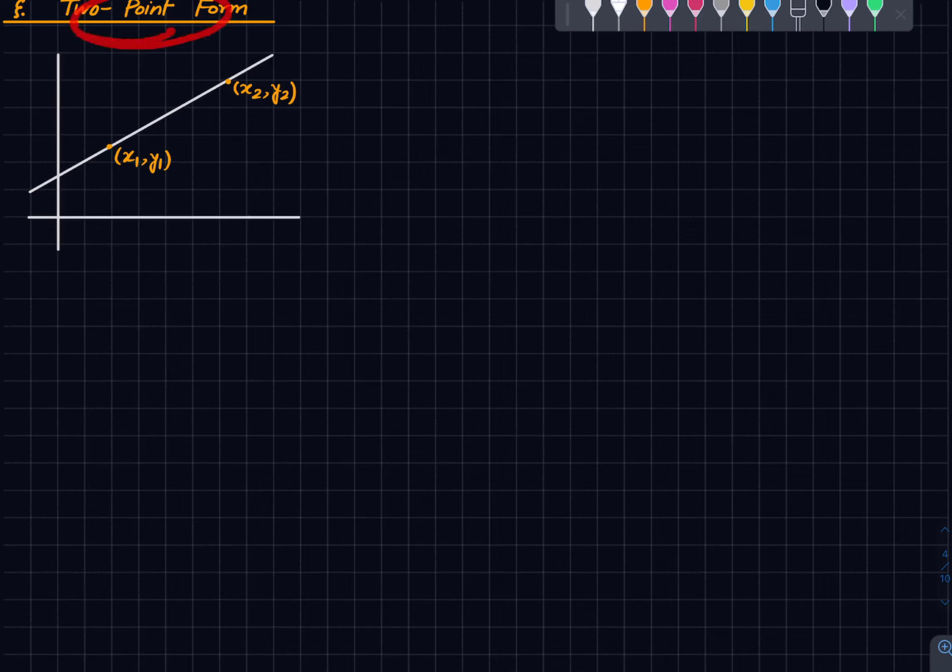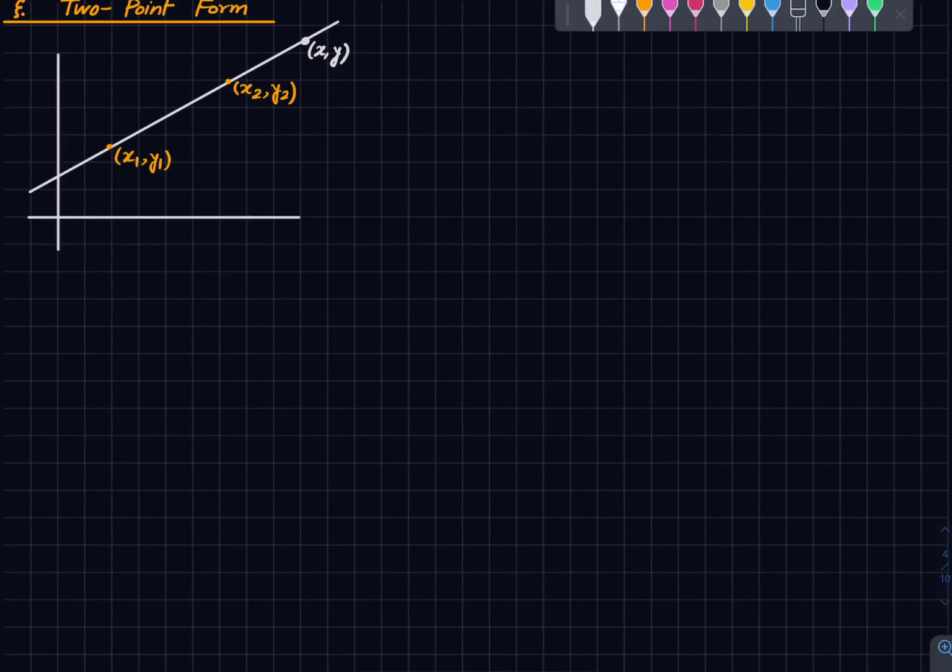2-point form. So this is the form where you are given 2 distinct points that lie on the line, and now we want to write down the equation of the line which passes through these 2 points. Since these are 2 distinct points, there is a unique line that passes through them. So that's that, and now let us try to write down the equation. So it's very simple. The idea is basically just pick a point, let's say this point, call it x comma y.